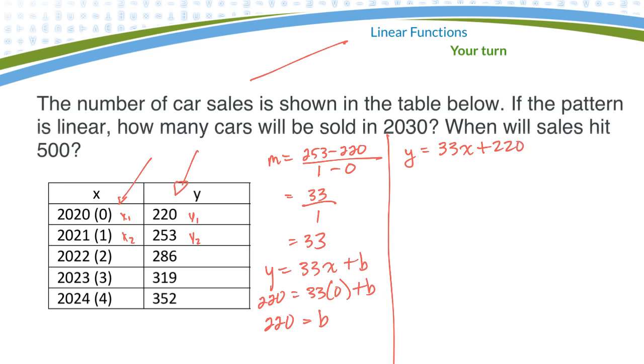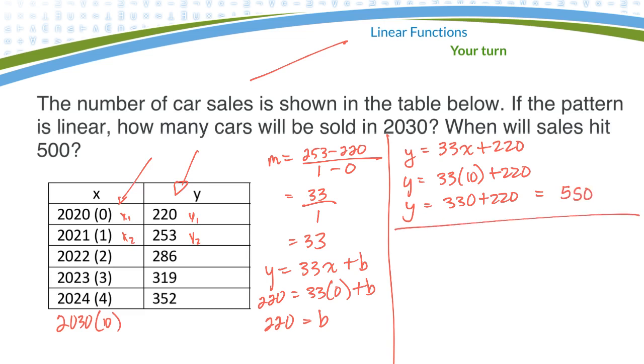How many cars will be sold in 2030? So 2030, I'll have to know what my x value would be for that. So I just subtract 2030 minus 2020, that'd be 10. So I would plug in a 10 everywhere I see an x. There's just one spot. So it'd be 330 plus 220. So in 2030, you would have sold 550 cars.